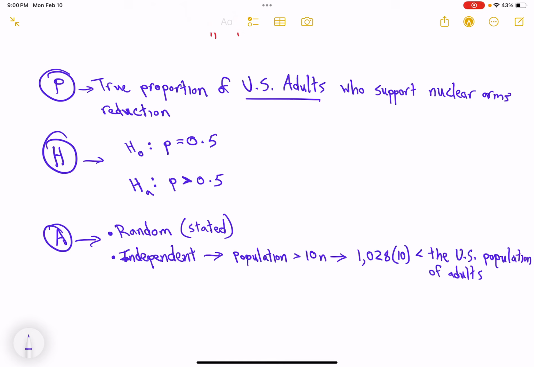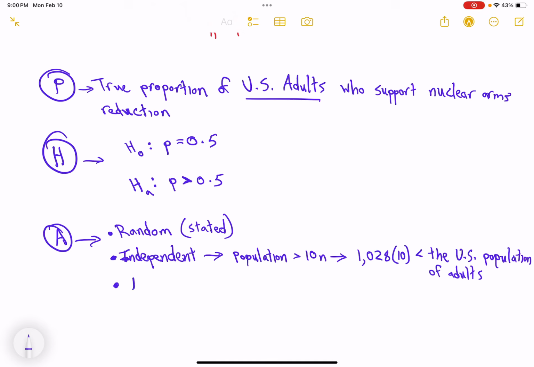Every once in a while, a student would say the population has to be less than 10 times the size of the sample, and that's not the case. We need 10 times the size of the sample to be less than the population's total size. Because if it's too big of a sample, we're going to start to get big picture dependencies that we don't want to mess with.